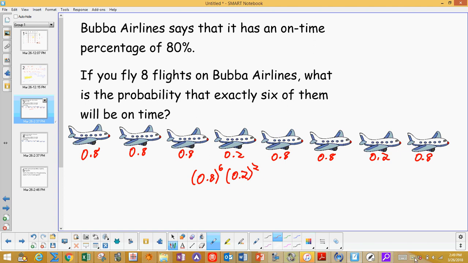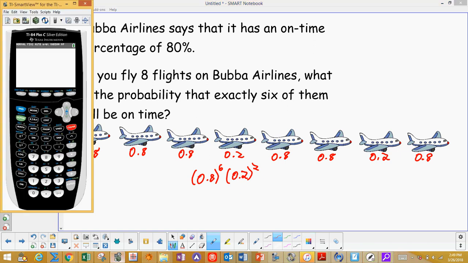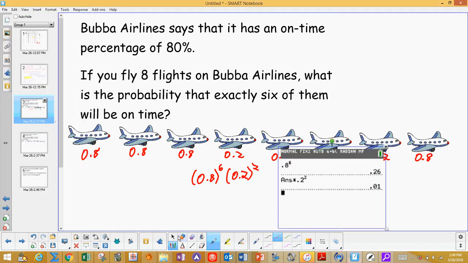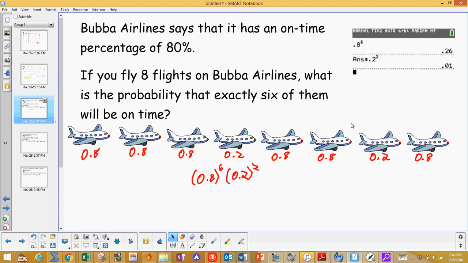And that number, here's my calculator, so 0.8 to the 6th times 0.2 to the 2nd gives me a 0.01 chance. Now that seems low, right? The reason it's low is because that's this specific order of planes: on time, on time, on time, late, on time, late, on time. But all other things can happen.